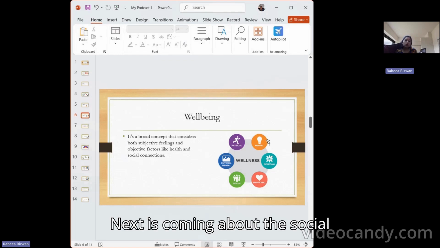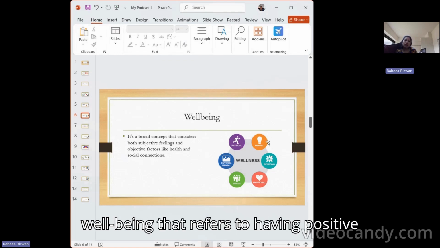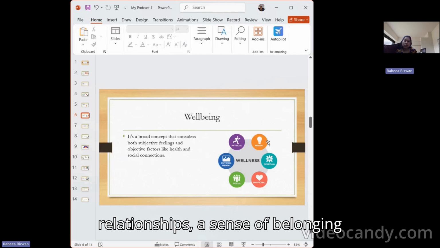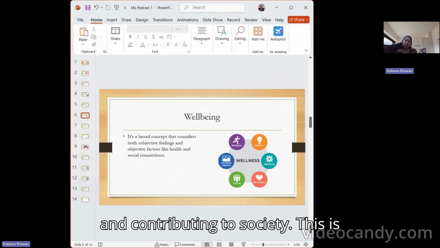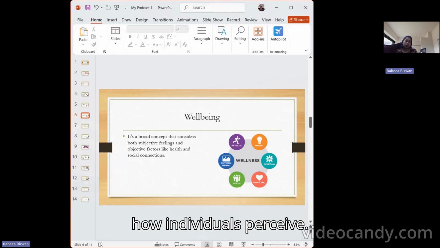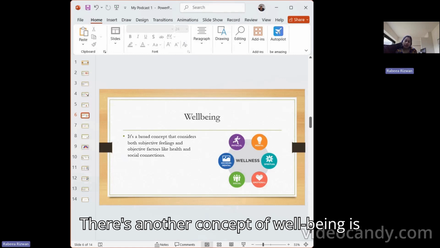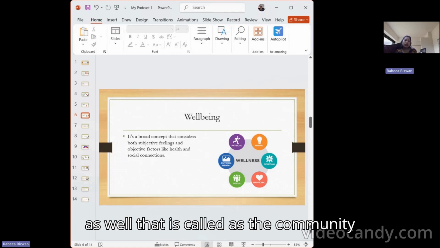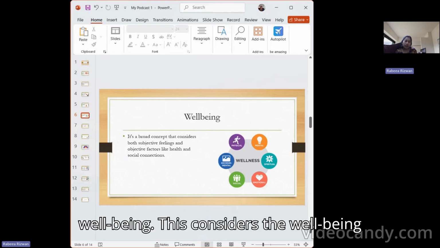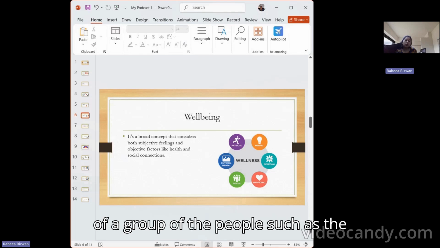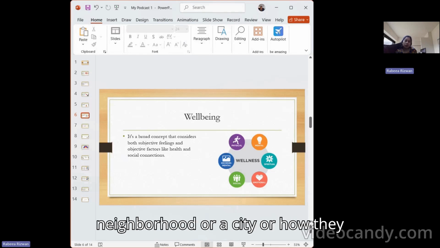Next is social well-being, which refers to having positive relationships, a sense of belonging, and contributing to society. This is how individuals perceive it. There is another concept of well-being called community well-being. This considers the well-being of a group of people, such as a neighborhood or a city, and how they function together.